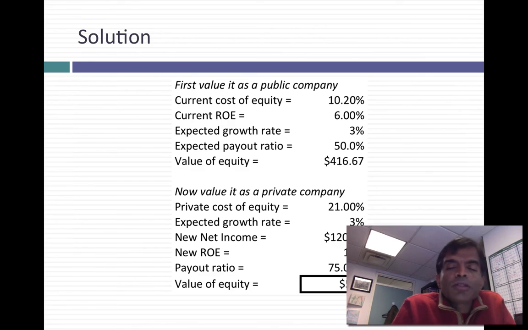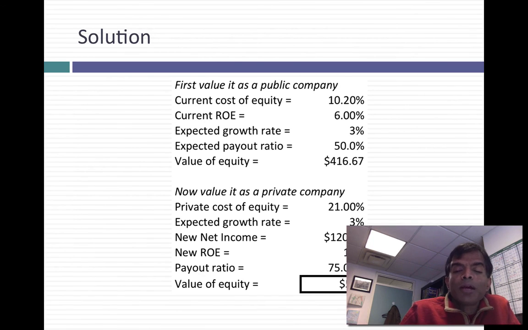First, let's value it as a public company. I've given you the market beta so I can get a cost of equity. The current return on equity is 60 divided by 100, which is 6%. With a growth rate of 3%, that means I'll have to reinvest 50% of my income back. My value of equity then will be the 60 million net of the 30, which is the reinvestment, 30 divided by cost of equity minus the growth rate. Value of equity that I get as a public company is 416.67.